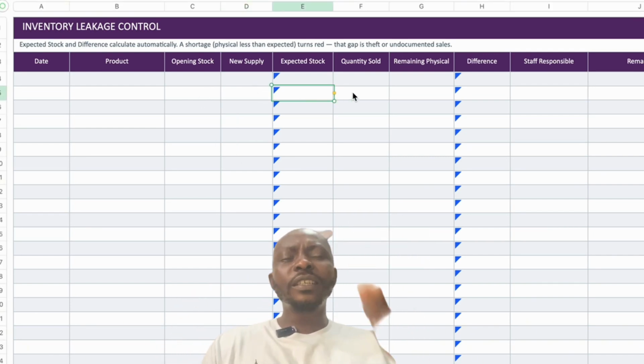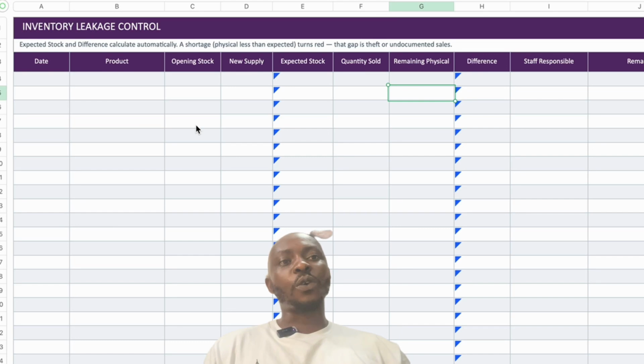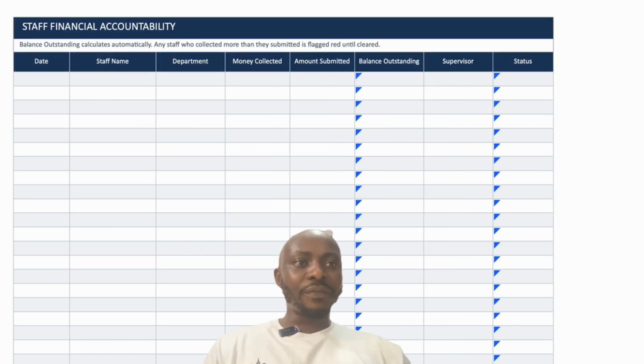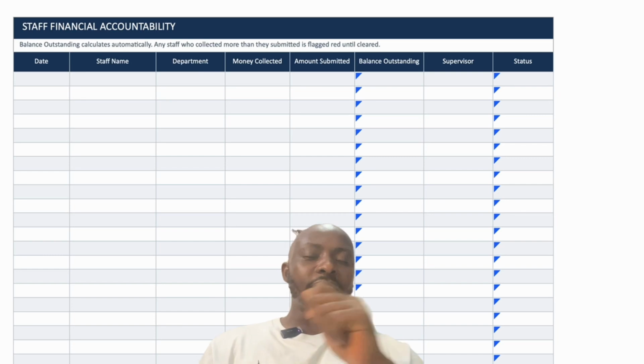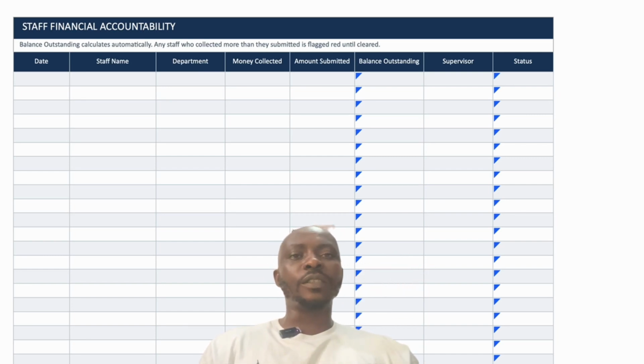So using the inventory leakage control sheet here, you will see you have product name, opening stock, new supply, expected stock, quantity sold, remaining physical, and then the difference. Next leakage point is staff financial accountability. Somebody must be accountable for these financial activities for your business.